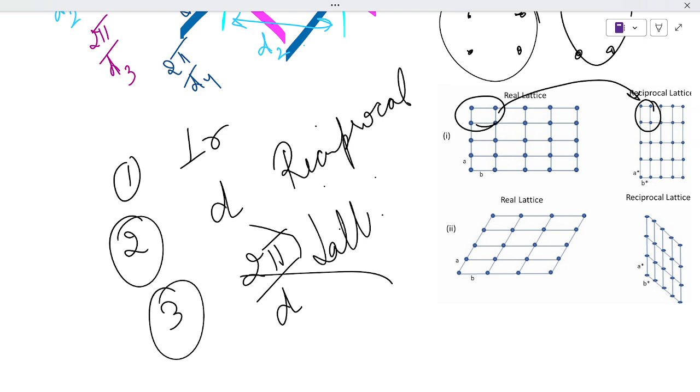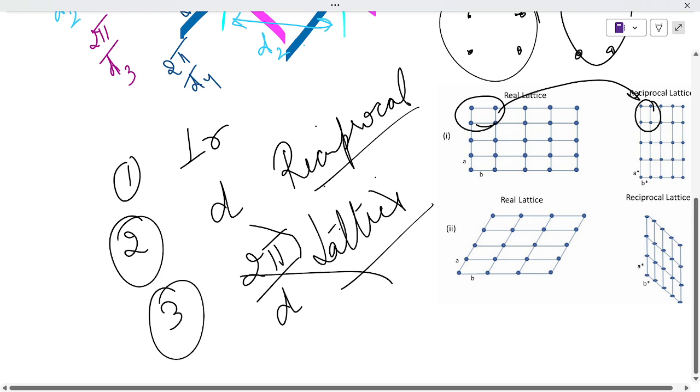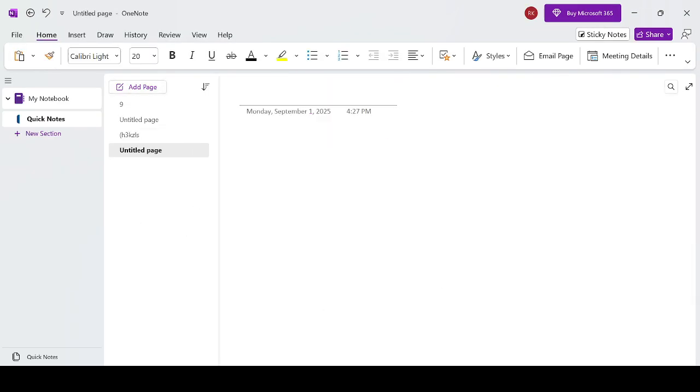This reciprocal lattice is what we need in all of our future calculations, in our future lectures, in our future derivations. So that's it about the reciprocal lattice.